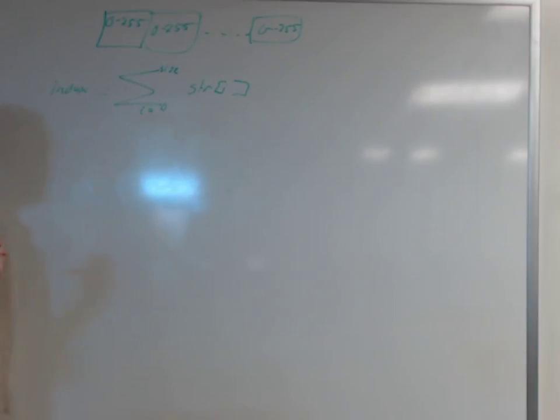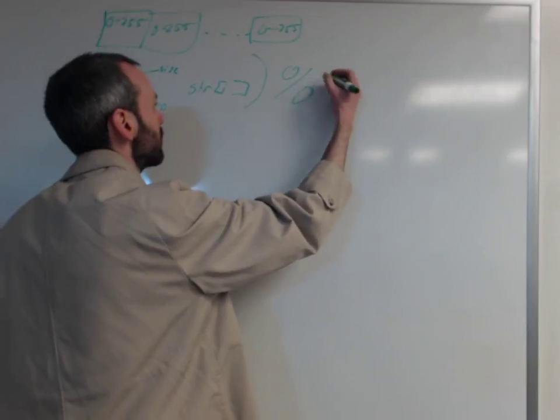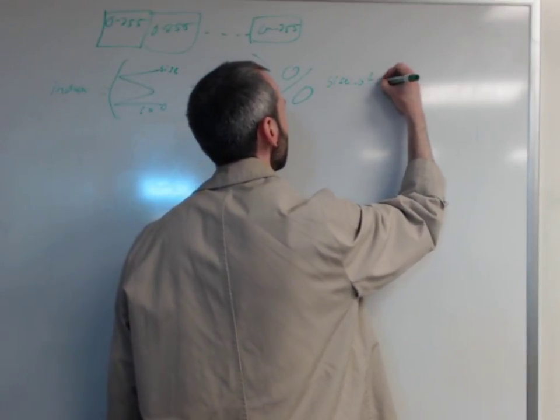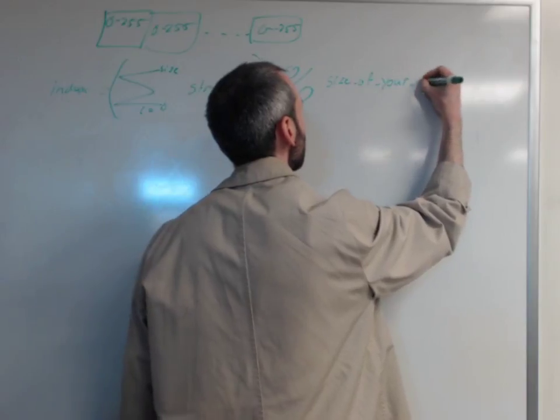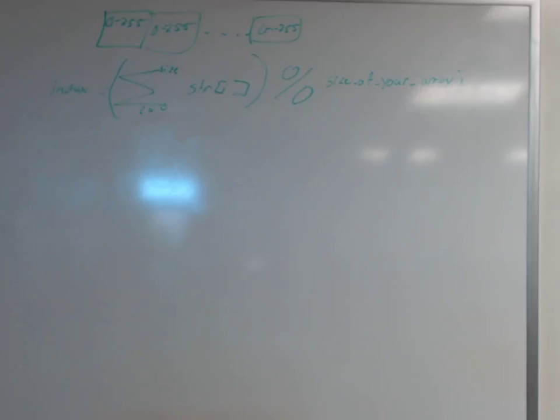Could that number be larger than your array? So then what do you need to do? Modulus. There we go. Modulus the size of your array. That is definitely one implementation, and it should work for what I have. If not, you may have to change it up a bit.